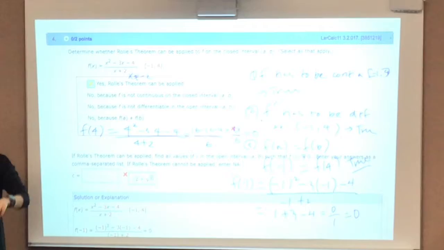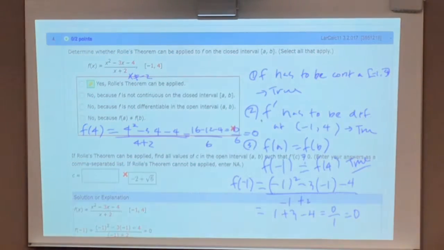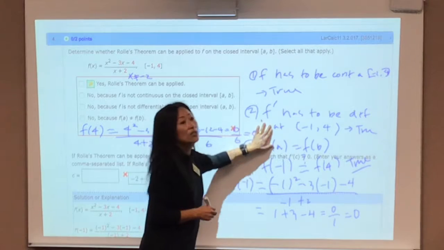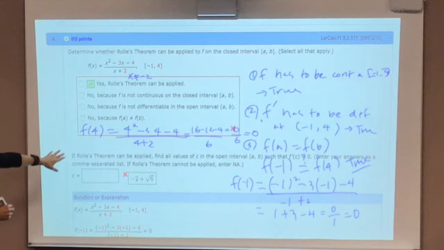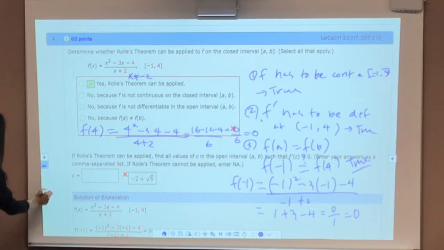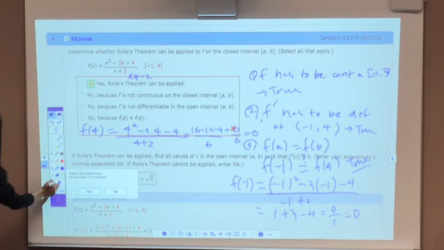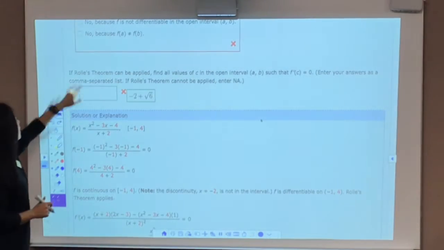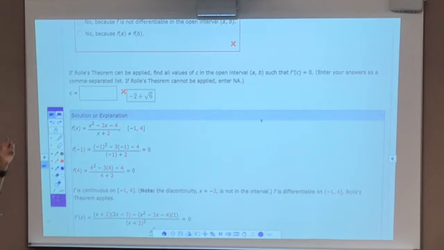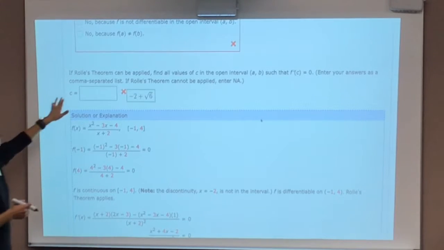Are you with me? Do you understand that? It's the second part that I need help with. The second part? Okay, you've got to take a derivative. Let me erase all this. If Rolle's theorem can be applied, find all values of c in the open interval a and b such that f prime of c is equal to 0. Enter your answer as a comma-separated list. If Rolle's theorem cannot be applied, enter NA.